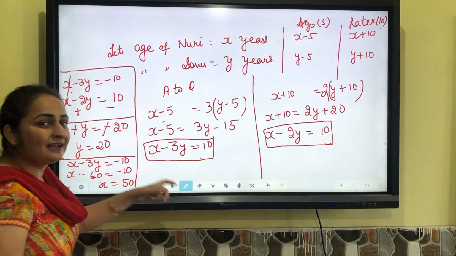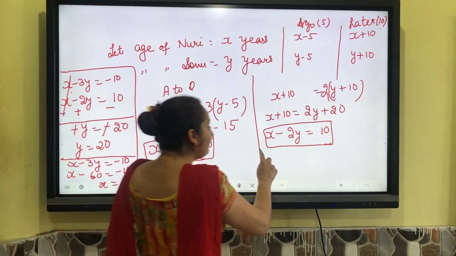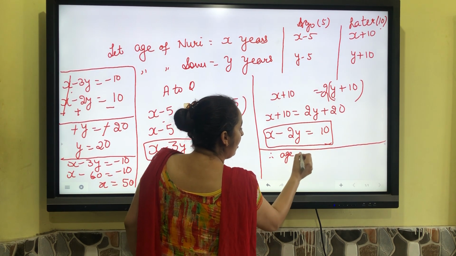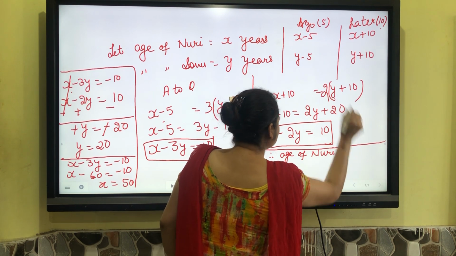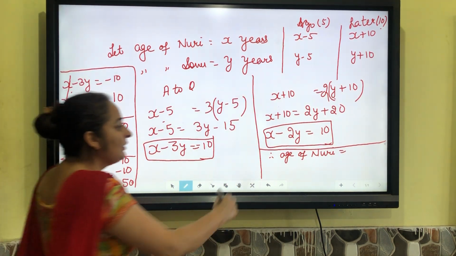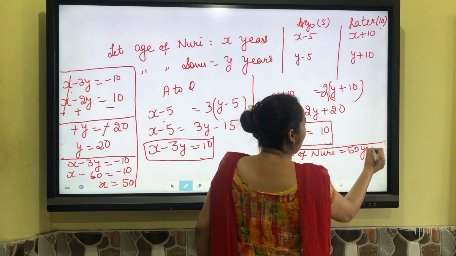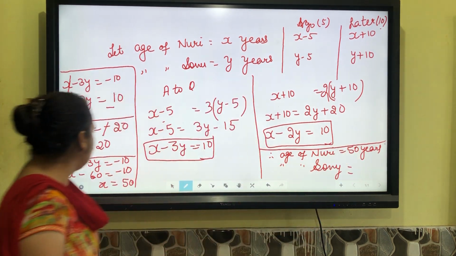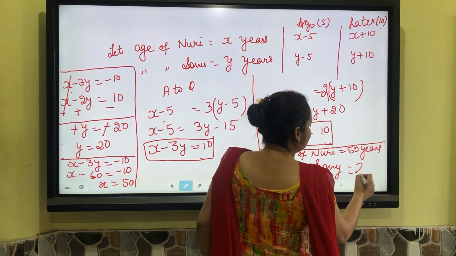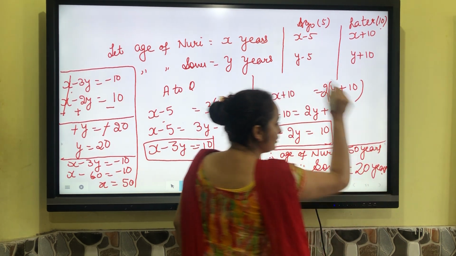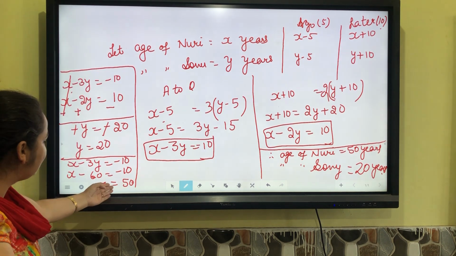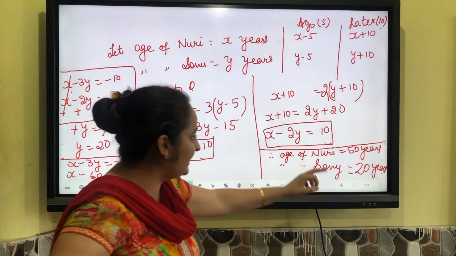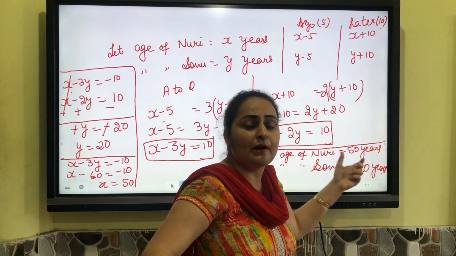Now let's write the last step, that is the ages of both candidates. Therefore, age of Noori, that is x, and what is the value of x? That is 50 years. And second one is age of the Sonu, that is y. What is the value of y? That is 20 years. This is the end of the question. If you leave the question at this step, definitely the examiner will deduct your half mark. So write the answer in proper manner if you want to get 100 out of 100 marks.